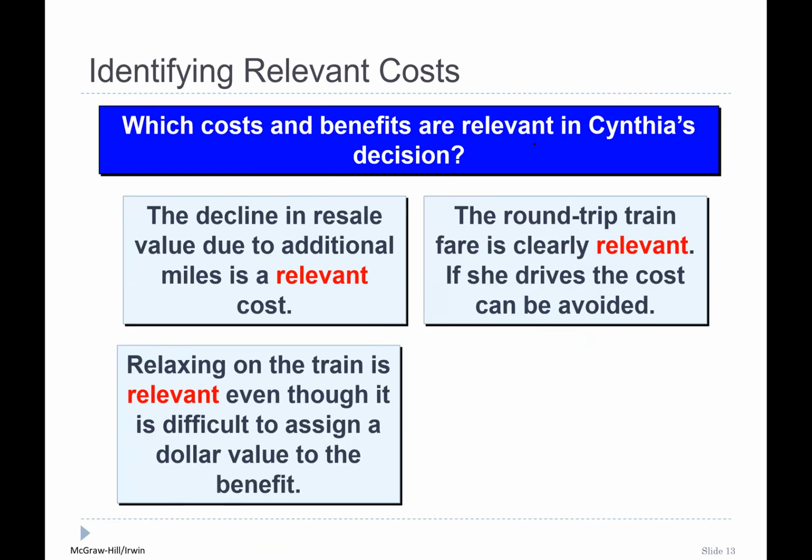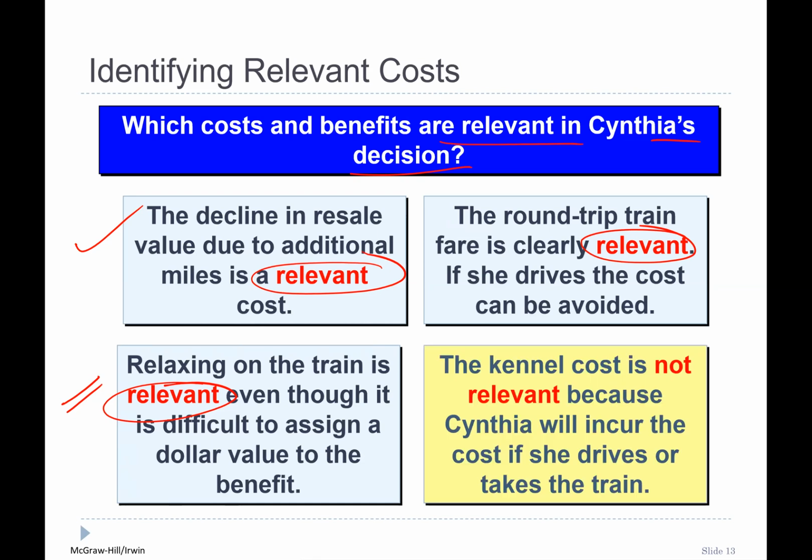So which costs and benefits are relevant in Cynthia's decision? Number 1, the decline in resale value due to additional miles driven is relevant. The round trip is relevant. Relaxing on the train is relevant because when you drive your own car, you get some fatigue, tiredness. So even though it's difficult to assign a dollar value, even then this is relevant. And the kennel cost is not relevant. Why? Because whether she drives or takes the train, she must put her pet dog in the kennel. And that $40 she must pay whether she goes by train or by car, unless she takes her pet to a friend's apartment. Then she can save the kennel cost.